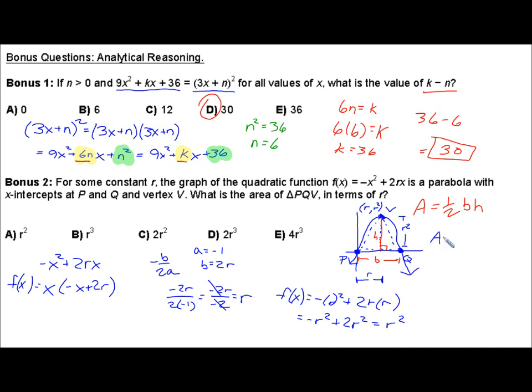Therefore, the area of that triangle is given by 1/2 the base, and the base is not r, it's actually 2r, since r was just half, times the height, which was r squared. When you simplify, 1/2 times 2 cancels, so we're left with r times r squared, which gives me r to the 3rd power. The answer is B.